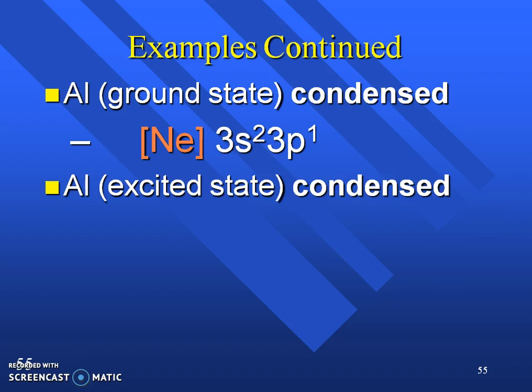So what would aluminum be, though, in the excited state? So let's look at that condensed, and now let's make that an excited state of aluminum electron configuration. We're going to take that 3p, and it's going to jump up to another energy level. Okay, so you might see it this way, and sometimes you just see one of the electrons from the s going to the p.